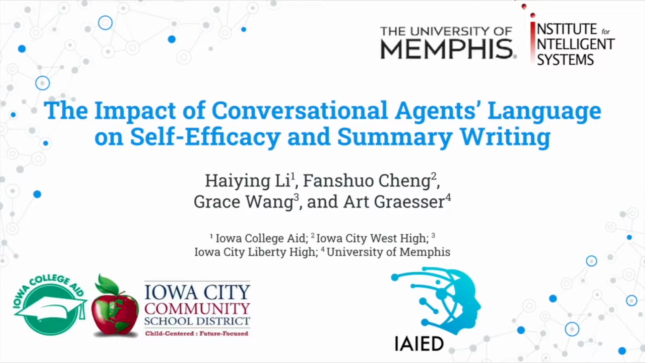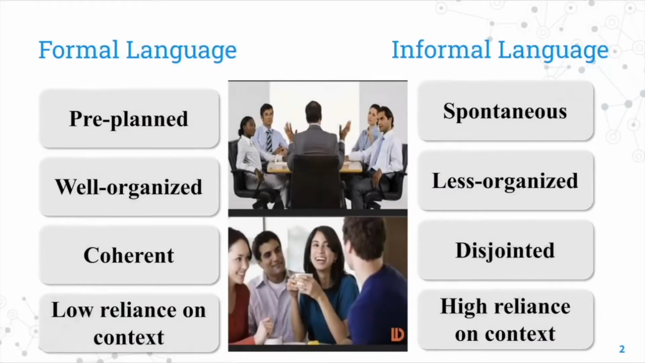Today, we will be discussing the impact of conversational agents' language on self-efficacy and summary writing. To characterize agent language, we had agents use either formal or informal language. Formal language is pre-planned, well-organized, coherent, and has a low reliance on context. Informal language, on the other hand, is more spontaneous, less organized, disjointed, and has a high reliance on context.